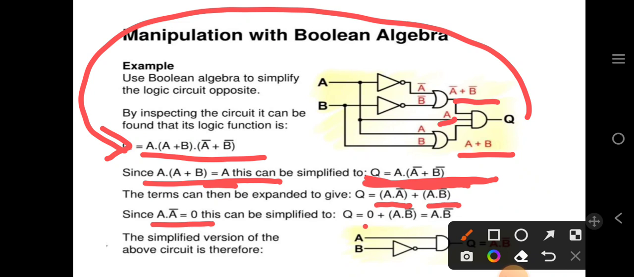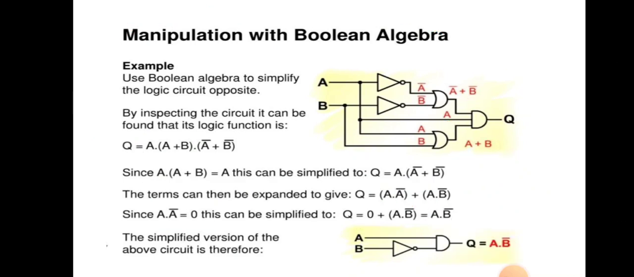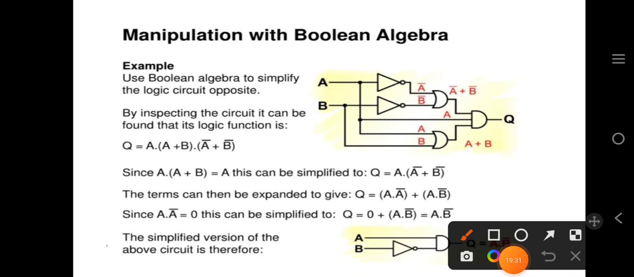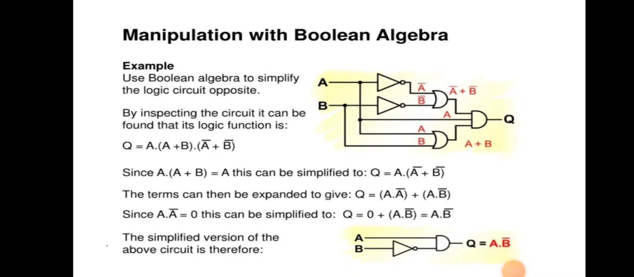Now we know that A dot A bar is nothing but 0. So we will write 0 in place of A dot A bar, and the second bracket as it is. Okay, now anything added with 0 gives the same term, so A dot B bar will be the final output. Now for A dot B bar, you can draw this circuit. Two inputs A and B. One input is given to the AND gate and the second input B is first inverted and then given to the AND gate. So you will get Q equals A dot B bar.